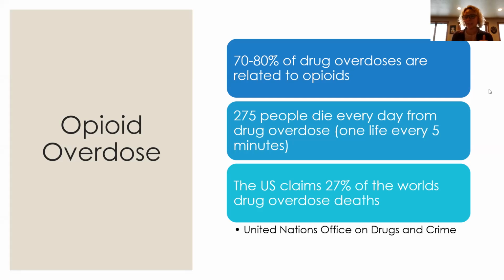275 people die every single day from a drug overdose. So during this talk, 4 to 5 people are going to die. Of course, not all in Bismarck, but they're going to die around this country. And it's all socioeconomic classes, it's all races, it's all genders, it's all areas, it's rural, it's urban. So it really is impacting everyone. And again, we're about 5% of the world's population. We claim about 27% of the world's overdose deaths.